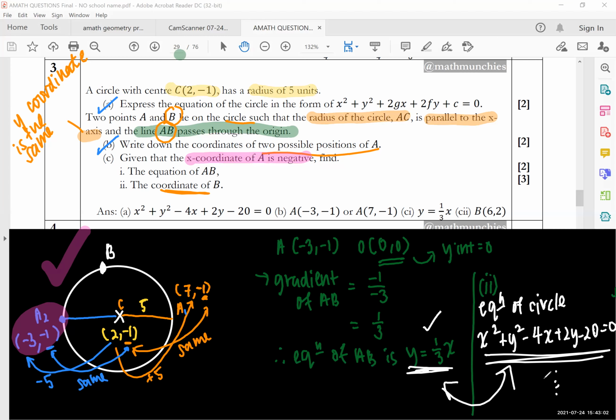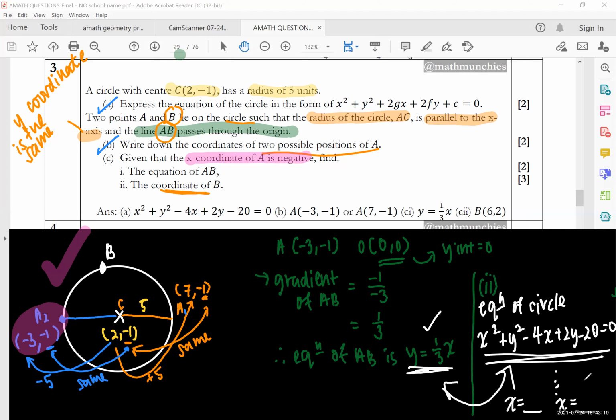Understand? Who's confused? When you solve this, you will have 2 x values. And one of them is A, the other one is B. Yes, Shruti, you say something.